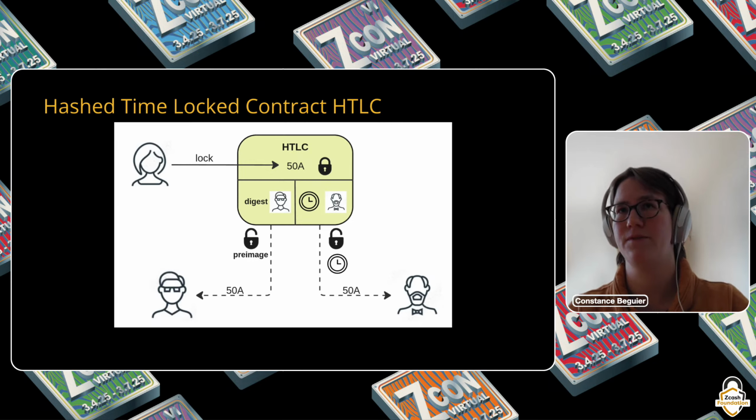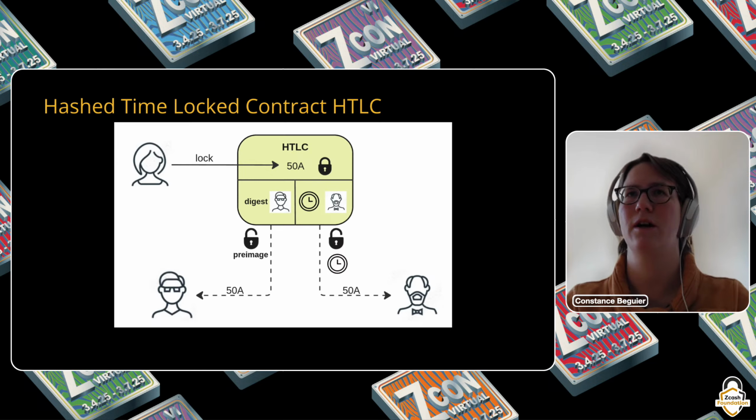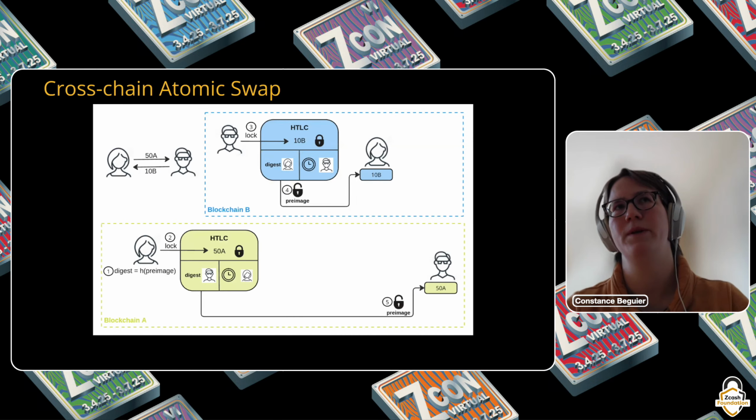So HTLC is already defined on many blockchains. Most big blockchains have the HTLC implemented on them. As I said previously, one of the main applications of HTLC is cross-chain atomic swap.